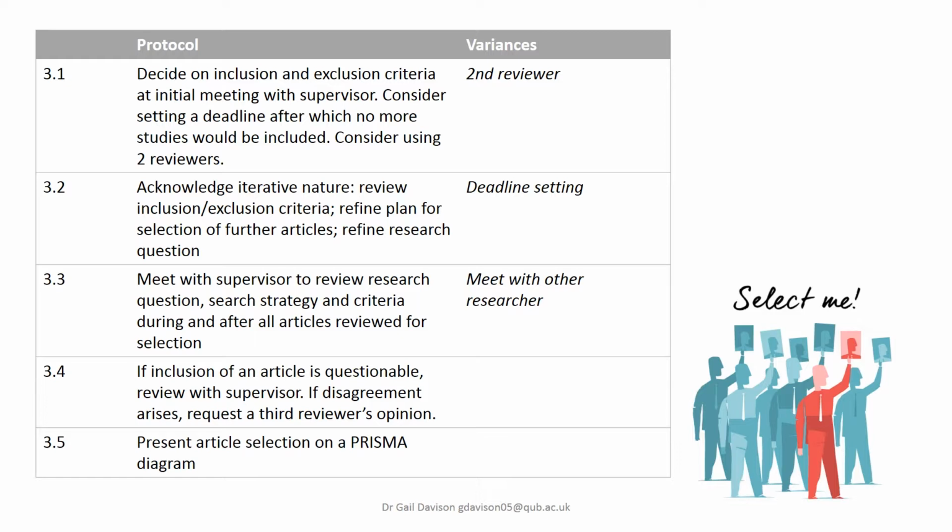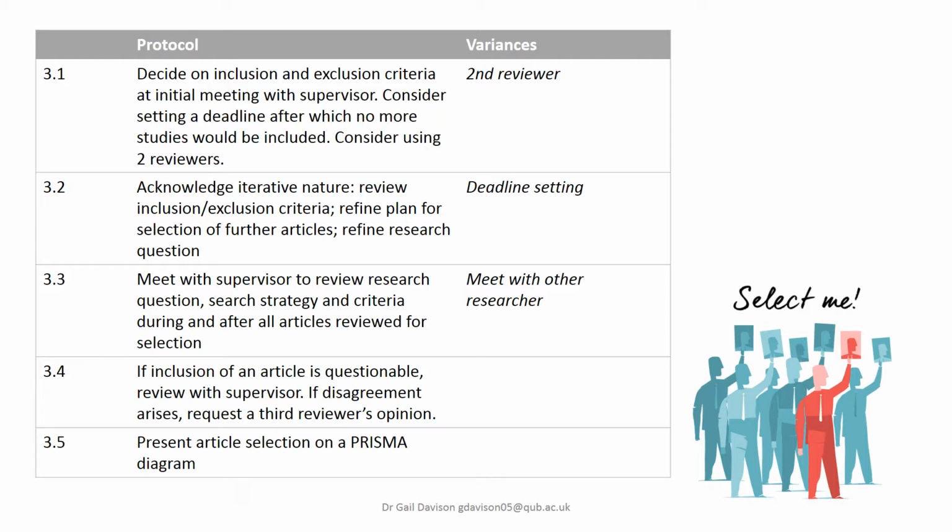Now, a second reviewer isn't always needed, but in a lot of recent publications, and indeed in the Joanna Briggs manual, they have said that it is necessary to have 2 reviewers. But there are arguments for and against. You also need to acknowledge the iterative nature of the review, and when you're stipulating your inclusion-exclusion criteria, you really need to have that beside you when you're going through the articles time and time again, and always looking, should this be included, and if not, why, and update your criteria as you go on.